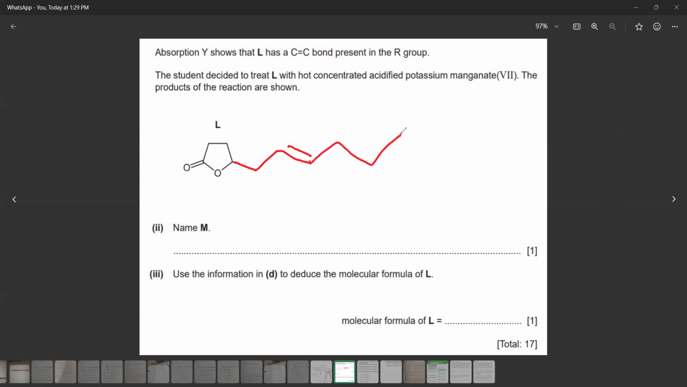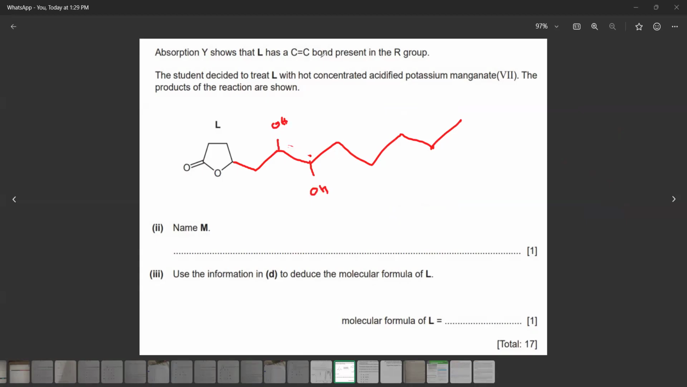1, 2, 3, 4, 5, and 6. So how will it turn into a diol? This double bond will break down, and this carbon will have OH and this will also have OH. That is how it will turn into a diol.